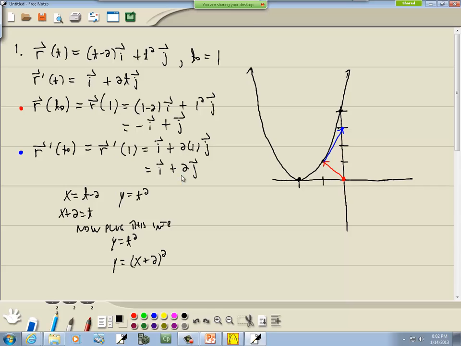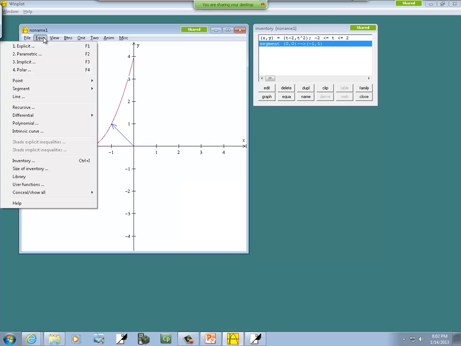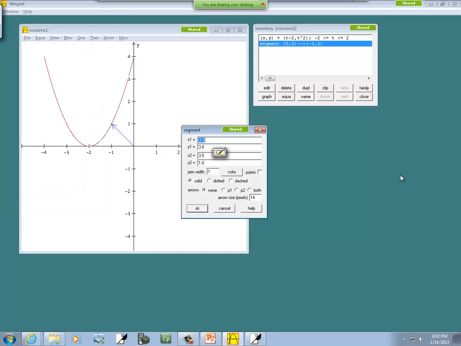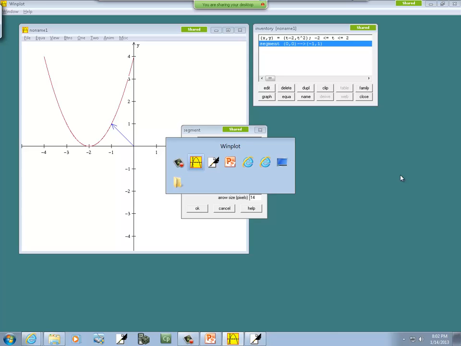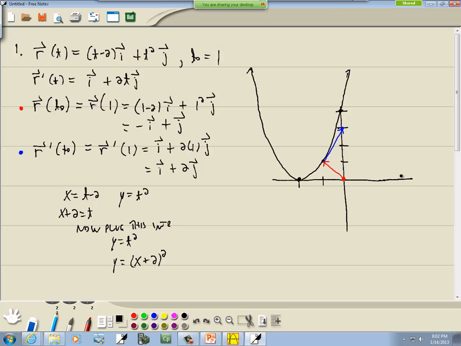So 1 plus 2j. So I'll do equation, segment, xy. Now this one's left off at negative 1, 1. So x1 is equal to negative 1, y1 is equal to 1. And then it's going to go right 1 and up 2.